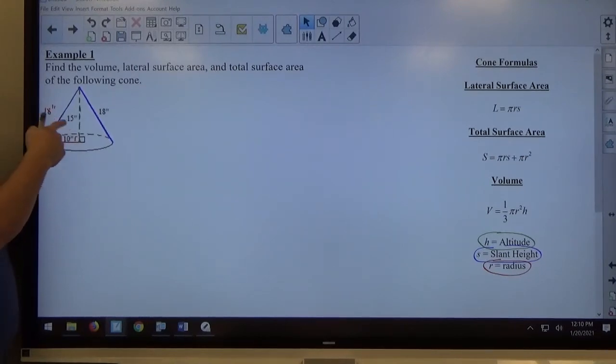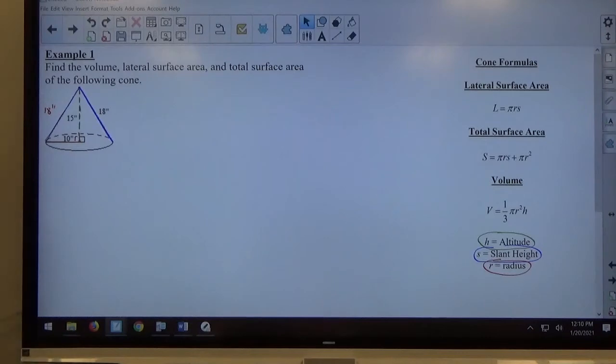10 squared plus 15 squared should equal 18 squared. Pretty close. That's 225, that's 100, that's 324. So it's off by just a smidge, but pretty close. They're obviously rounded a little bit on this one. All right, so with all that in mind, we want the volume, lateral surface area, and total surface area of the following cone. Our formulas are exactly right over there, so we just do what they tell us to do.